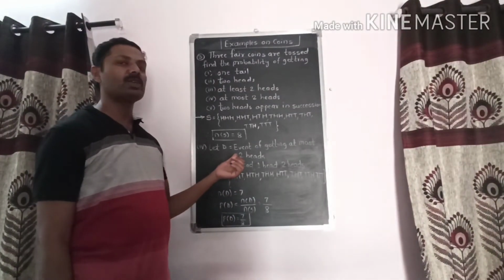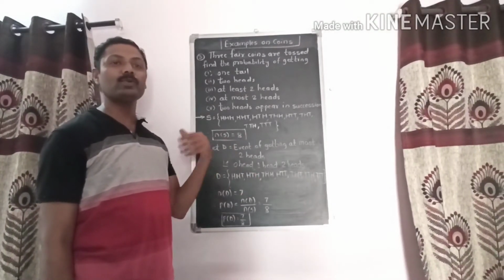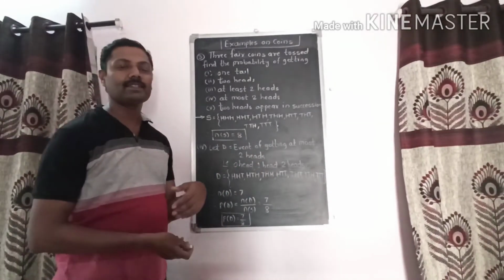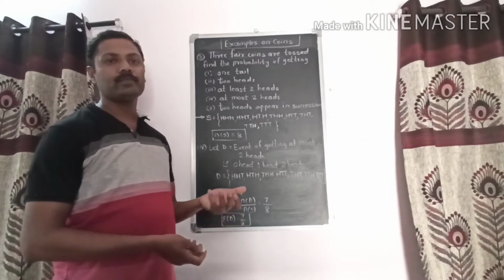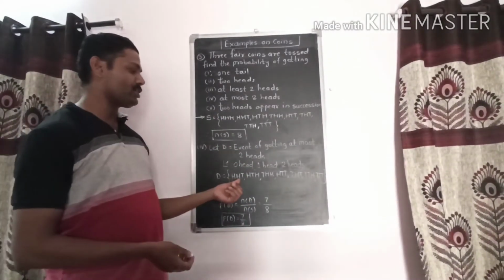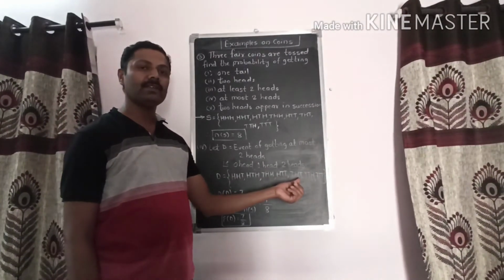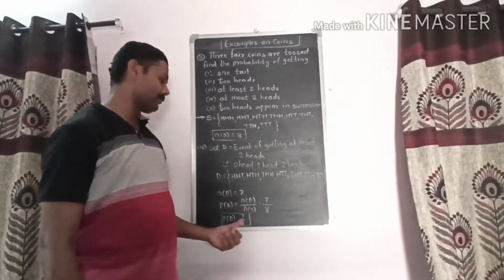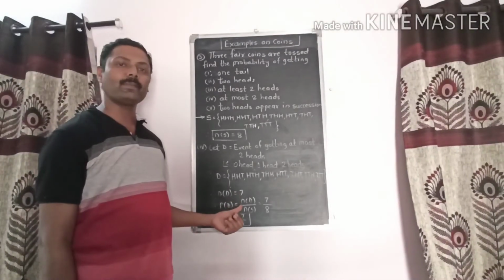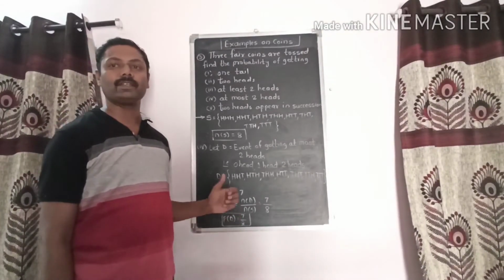Let D be the event of getting at most two heads. At most two heads means maximum two heads should be there. It means that we can get 0 heads, 1 head or 2 heads. So D is equal to HHT, HTH, THH, HTT, THT, TTH and TTT. So n of D is 7 here. Therefore P of D is n of D divided by n of S. It is 7 upon 8. So P of D is 7 upon 8.